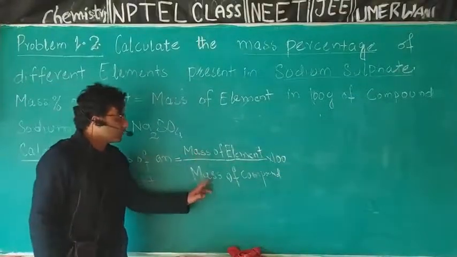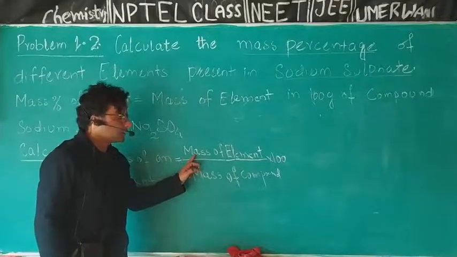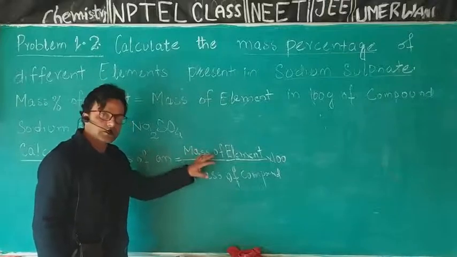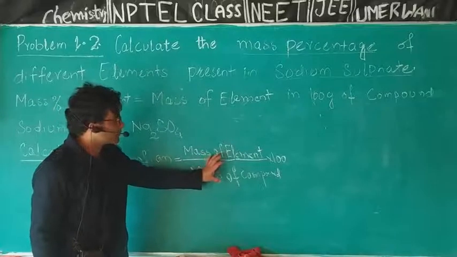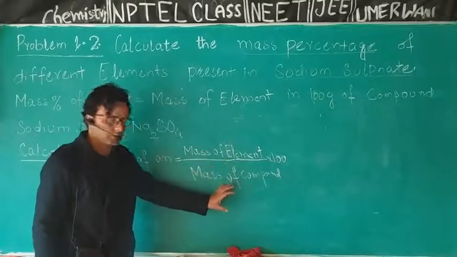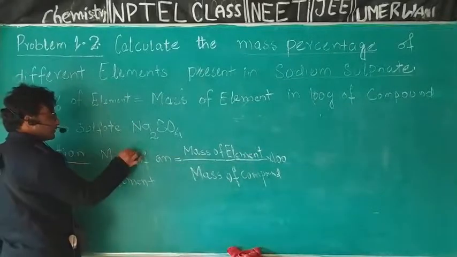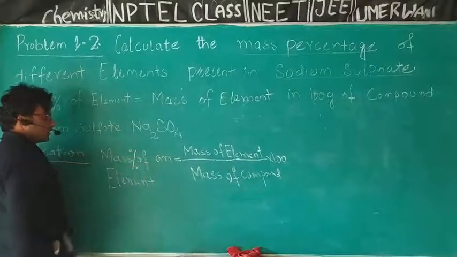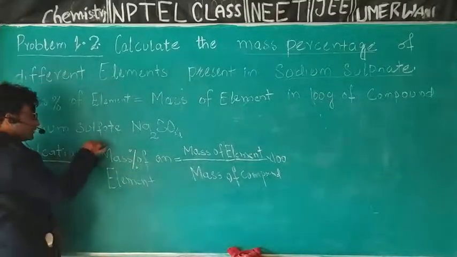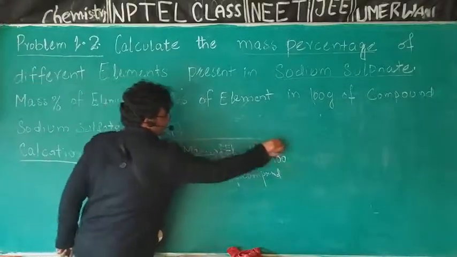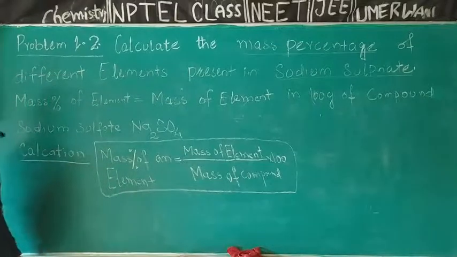Suppose you know the total mass of the compound, and you know the contribution of the element in terms of mass in that compound. You have to calculate the ratio of mass of element and mass of compound and then multiply by 100. You will get the mass percentage of an element in any compound. So this is the formula which we use to calculate mass percentage of an element in a compound.